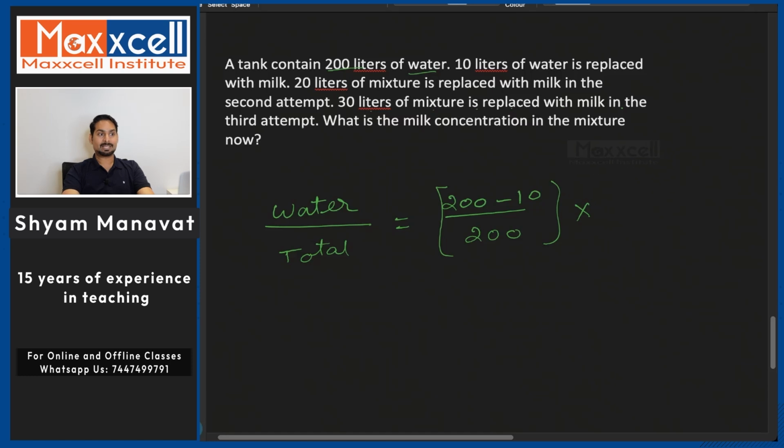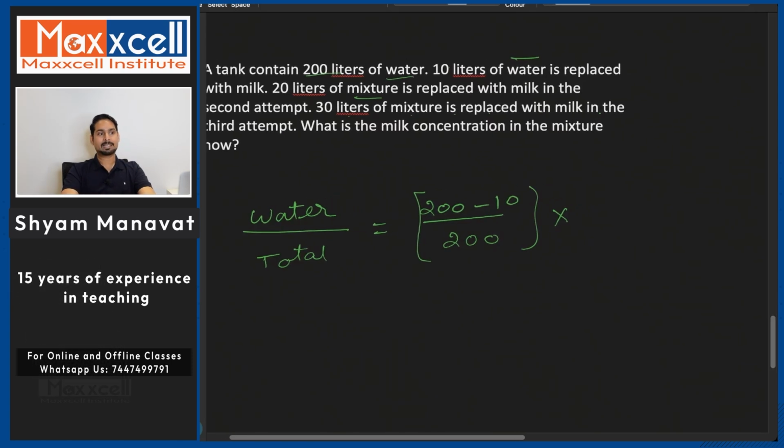So see, first time I said 10 liters of water replaced, but the second time I said 20 liters of mixture replaced. You getting it? 20 liters of mixture replaced, because now you have a mixture of milk and water there. Yeah, it will not make any difference. You will still have 200 liters total. Okay, so this ratio is again adulterated.